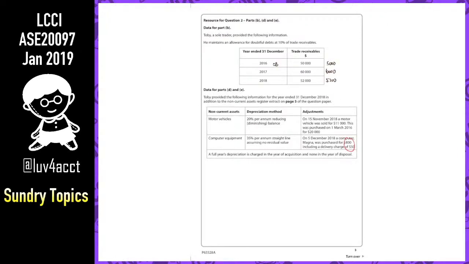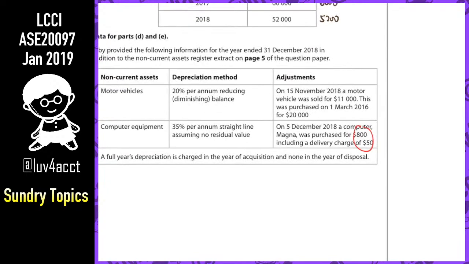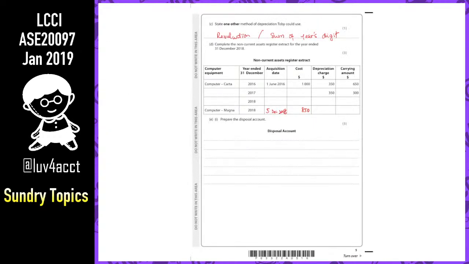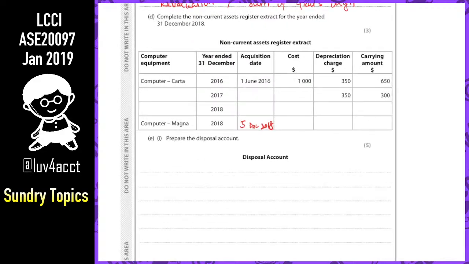Let me see. Including a delivery charge of 50. So this 800 already includes 50, so we do not need to further increase the cost. It is included already. It just tests whether you know delivery cost also counts as part of the cost. Sorry for misunderstanding the question in the first place.